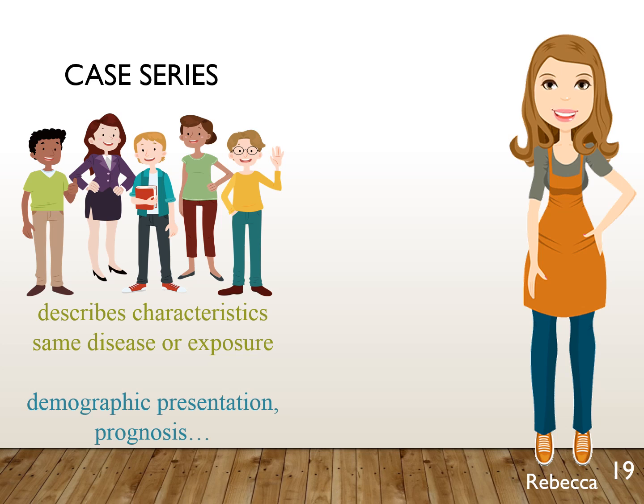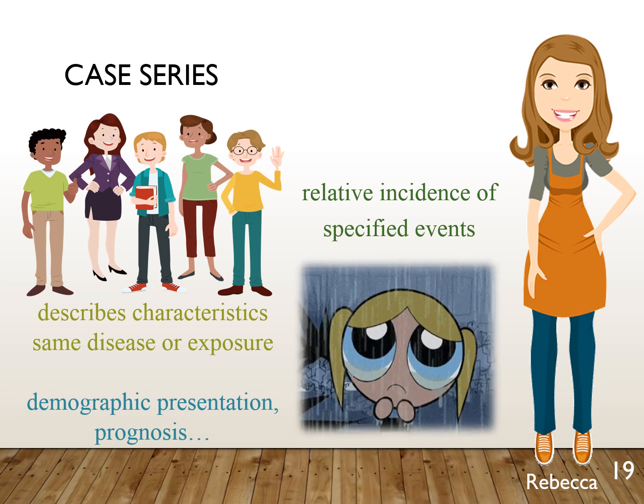A case series describes the characteristics of a group of people who have the same disease or the same exposure. The aim of this is to understand the demographics, clinical presentation, prognosis, or other characteristics of people who have a particular disease or describe something unusual. The case series method estimates the relative incidence of specified events in a defined period after a transient exposure.